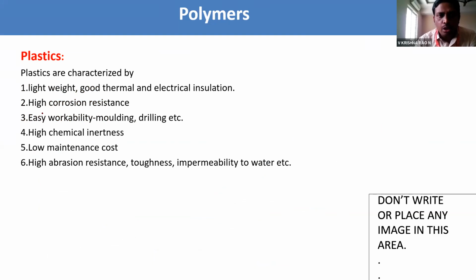It has a low maintenance cost and high abrasion resistance. Abrasion is nothing but a rough surface. We can easily clean by using this abrasion resistance. Because of this abrasion resistance, it shows clearness on the plastics, toughness and impermeability to water. They are not permeable to water. These are the characteristics of plastics.